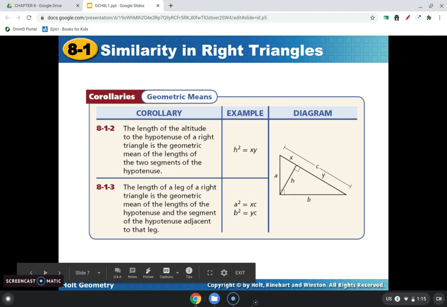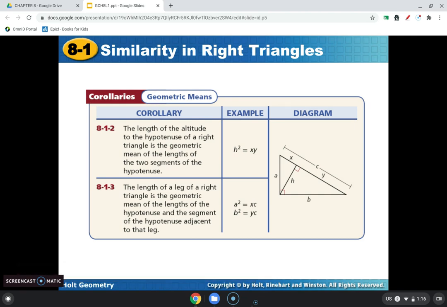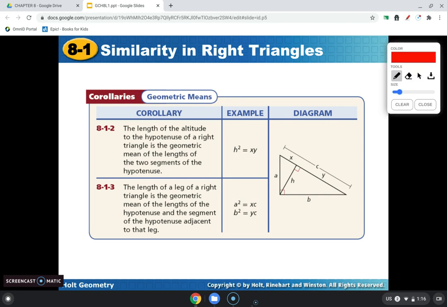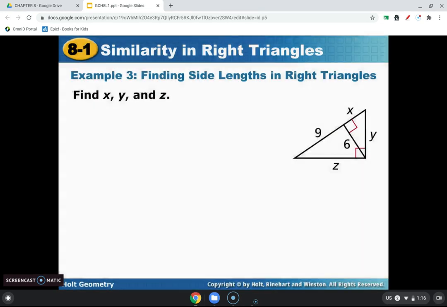Okay, similarity in right triangles. This little triangle is on the note sheet for this chapter. h squared, that height, is equal to x times y. Then you can use some of these other ones down here to figure out sides, or you can just use the Pythagorean theorem. Either way, you get the same answer. But the key to remember here is that one: h squared equals x times y, with the geometric mean.